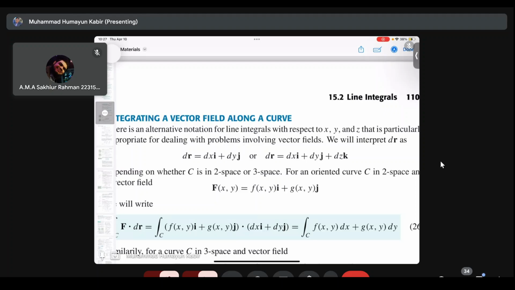Since capital F is a vector field or vector valued function, the arc length, or the length of a small part of the curve C, has to be defined in terms of a vector, and that vector is dr. Understood? And what is the value of dr? dr equals dx i plus dy j in 2D. If it is in 3D, it should include dz k. This is the difference, basically. Understood?